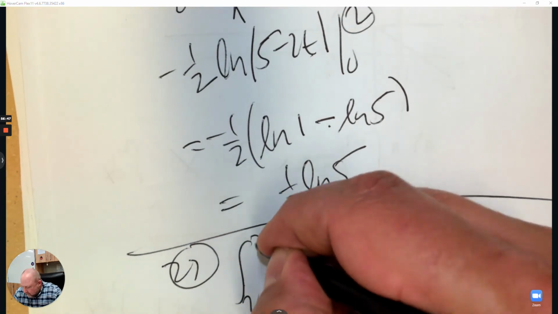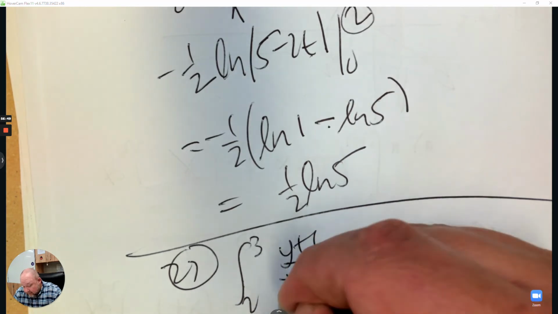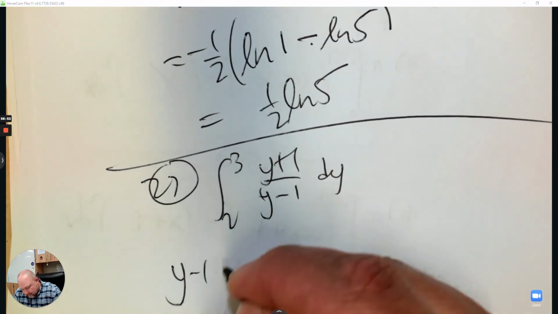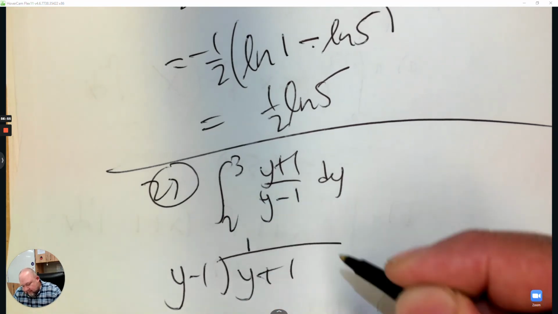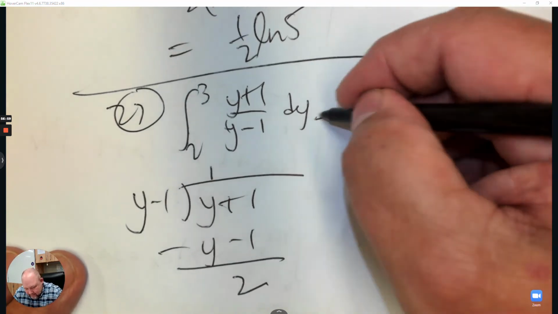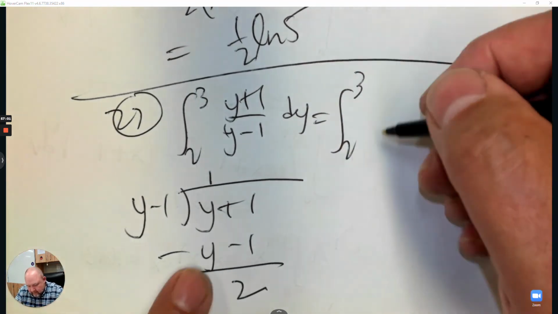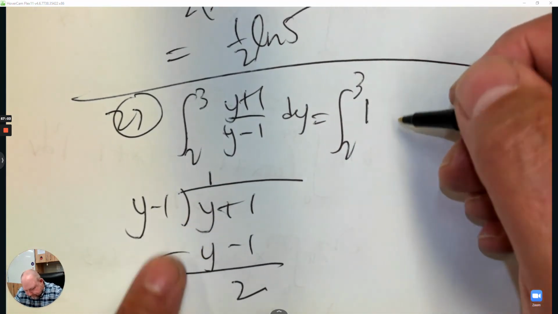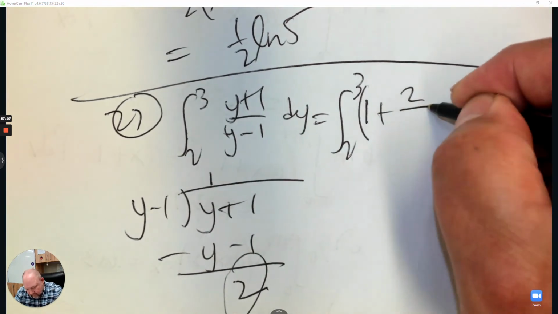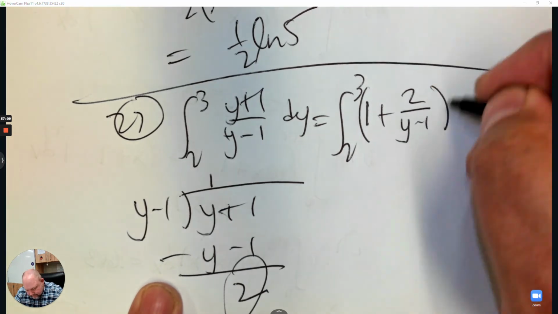27. From 2 to 3, this is going to require long division because the power terms match. So we're going to divide, that's 1. When you subtract a negative, you're adding. So we're integrating from 2 to 3. We have the answer 1, and then the remainder is 2 over y minus 1.